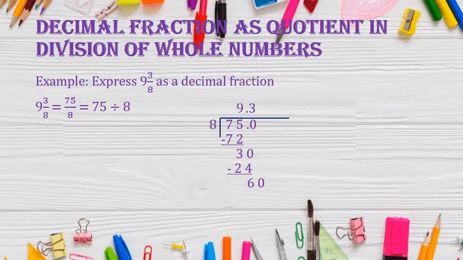Now we will divide 60 by 8. We know that 8 7s are 56. So we will write 7 in the quotient and then we will subtract 56 from 60. And what do we get? We get 4 as remainder. Again we will add 0 and it will become 40. So now we will divide 40 by 8. We know that 8 5s are 40. So now 40 minus 40 is equal to 0. So our quotient is 9.375. Therefore we can say that 9 3 by 8 is equal to 9.375, which is a decimal fraction.